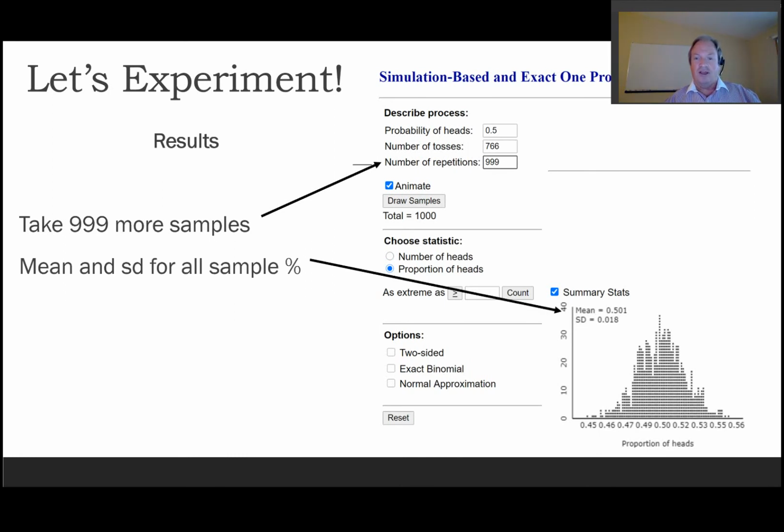You click Draw Samples. And you notice now that these are the 1,000 sample percentages that I got from 1,000 samples that I drew randomly on the computer. This is the pattern that the sample percentages are forming. Okay. We see the mean. The mean is around 50%, and we see the standard deviation.